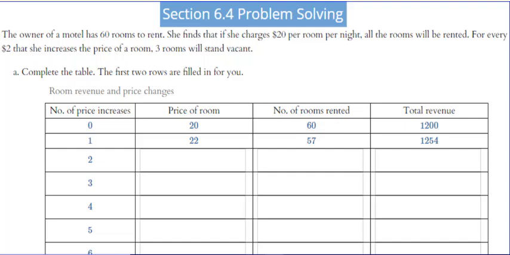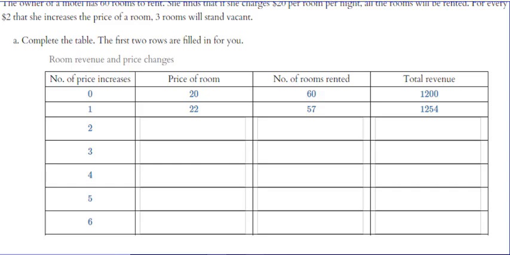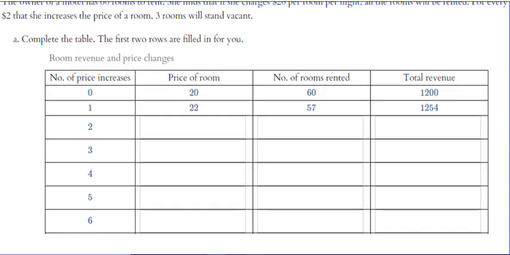So you're given this table, and the easiest thing to do is to fill out the table, and then I'll show you how to come up with the equations that we need to come up with. The price of rooms increased by 2. So 2 rooms, and that'd be 24, 26, 28, 30, 32. So 20, 22, 24, 26, 28, 30, 32. Number of price increases.